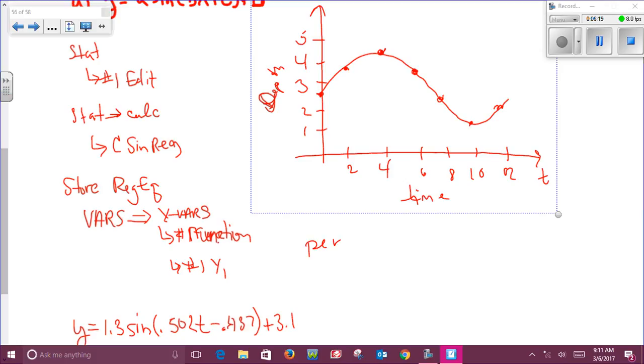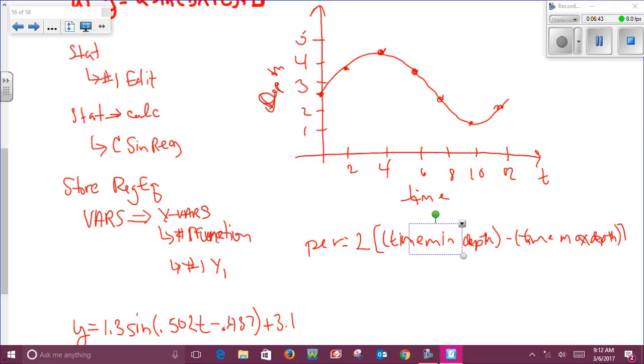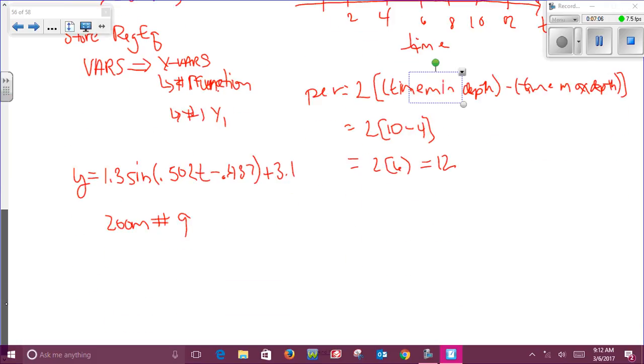So to find the period, I'm going to take 2 times the time at my minimum depth minus the time at the maximum depth. And according to my chart, the minimum depth occurs at 10 o'clock in the morning, and the maximum depth occurs at 4 o'clock in the morning. So 10 minus 4 is 6, times 2 is 12. So the period should be approximately 12, and that's what my graph shows.